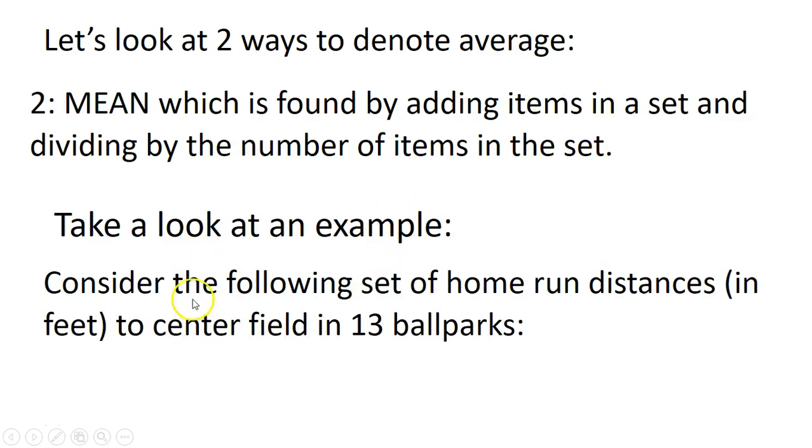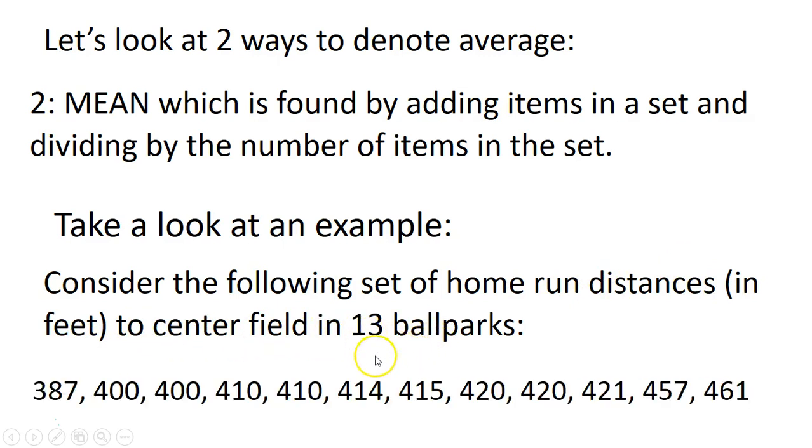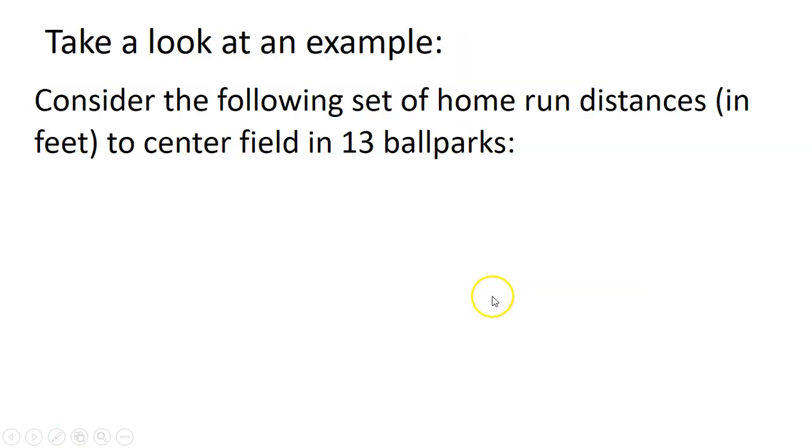So, taking a look at an example, consider the following set of home run distances in feet to center field in 13 ballparks. These are all the home run distances in feet. If you think about it, it's kind of unfair. In this park, you can get a home run and you only have to hit it 387 feet, but in this one over here, you have to hit it 461 feet to get a home run. So take a look at the example.